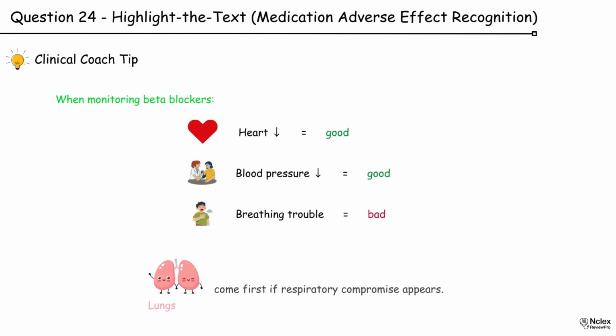Now, here's the clinical coaching point. When monitoring beta blockers, think simply. Heart rate decreasing appropriately is good. Blood pressure decreasing appropriately is good. Breathing problems are not good. If respiratory compromise appears, that becomes your priority. Lungs come first if airway or breathing is threatened. That is exactly how NCLEX expects you to prioritize medication safety. All right, let's move on to the next question.